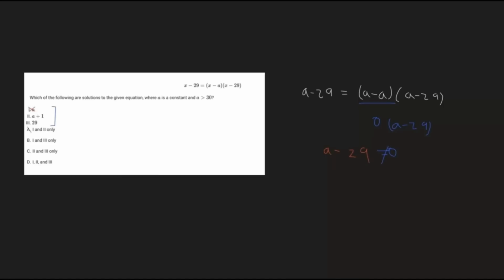So A is wrong, B is wrong, and even D is wrong. And we only have one answer choice left, and therefore that is the answer of choice C.